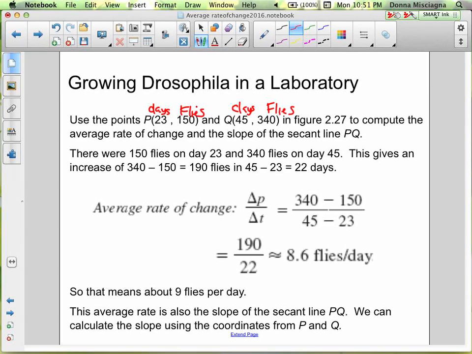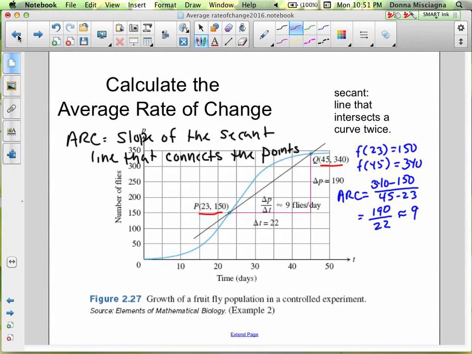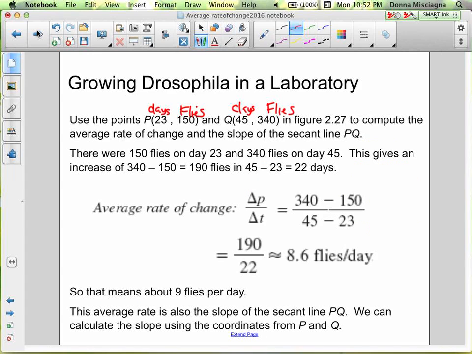This average rate is also the slope of the secant line, PQ. And that's what you can see from the graph here. See our slope, here's our secant line. There's our secant line there, PQ. And it's just between these points here. Well, actually, it really doesn't make a difference because a line is going to continue with the same slope. But those are the points we used.